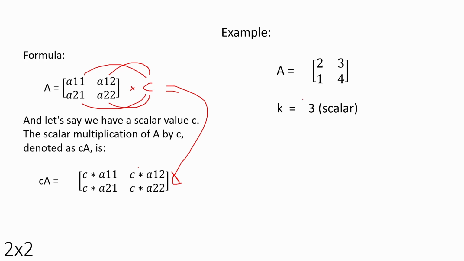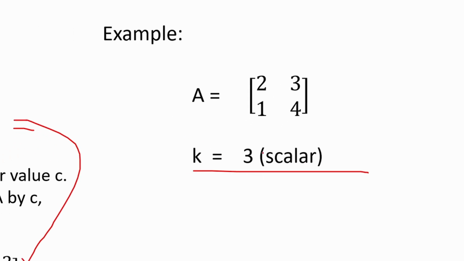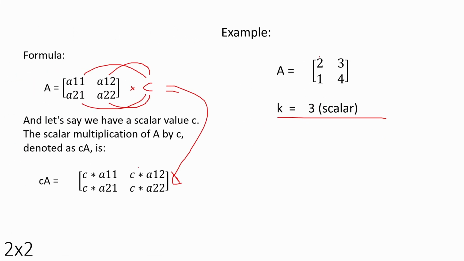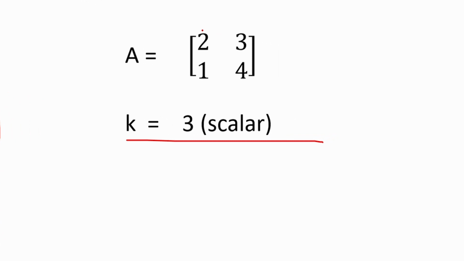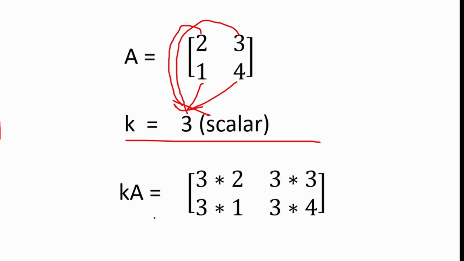Let's jump into the example. We have matrix A with elements 2, 3, 1, 4, and k equals 3. This is the scalar. All we need to do is multiply each element by the scalar. This one times this one, this one times this one, this one times this one, this one also times this one. Get it? Yeah, it will be like this.